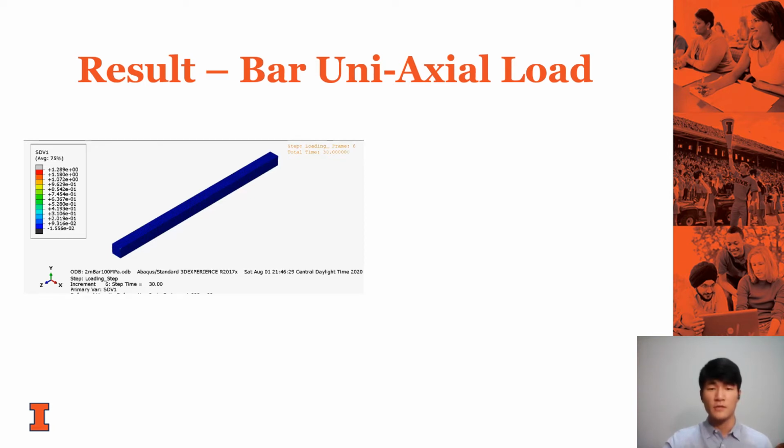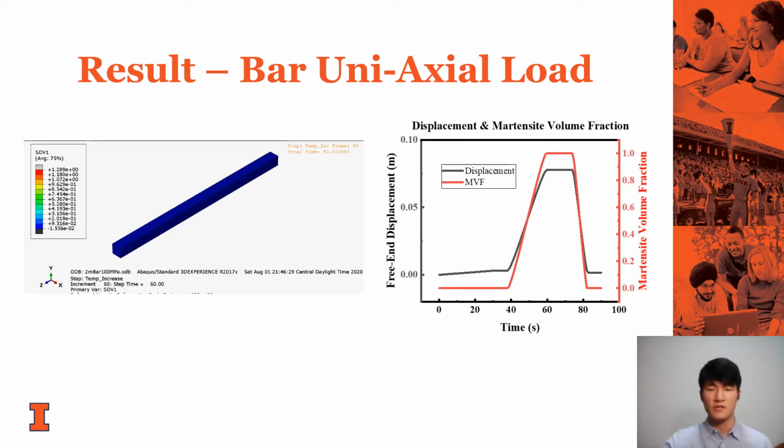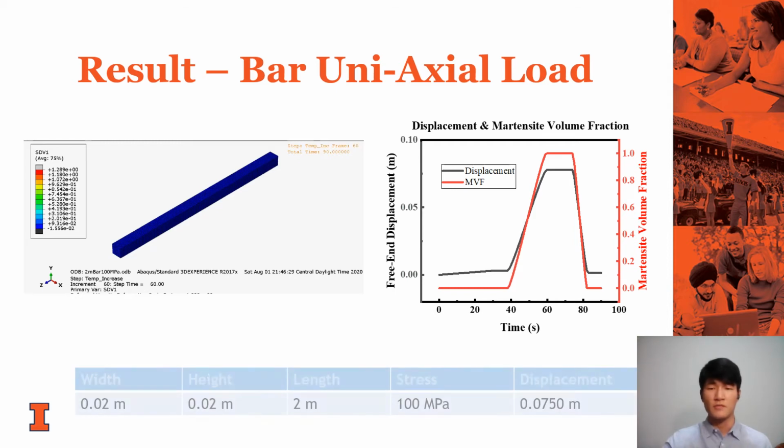As shown in the video, the SMA bar was first loaded to develop an internal stress of 100 megapascal, cooled down to martensite phase, and went through the complete phase transformation to go back to austenite phase. The graph on the right shows the displacement of the free end of the bar and the martensite volume fraction of the bar throughout the total simulation time of 90 seconds. The dimension of the bar is shown in the table.